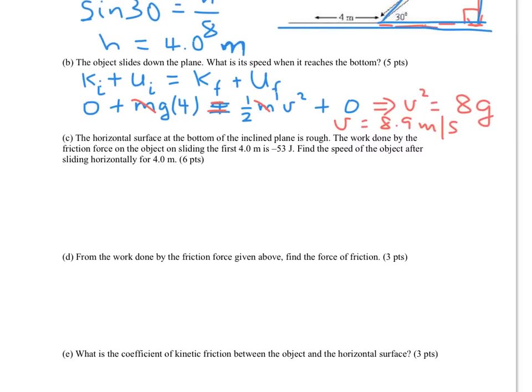Okay, remember the picture. It says that the horizontal surface at the bottom of the inclined plane is rough. So this patch of it is rough.